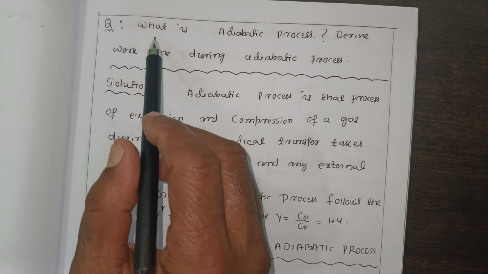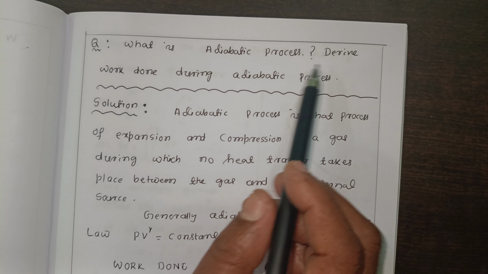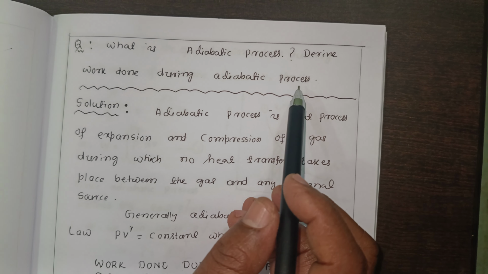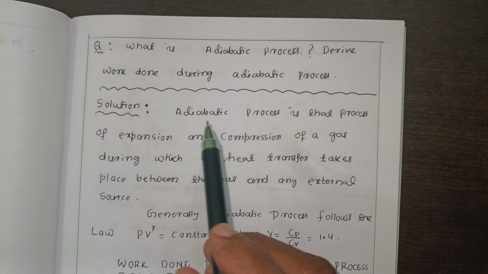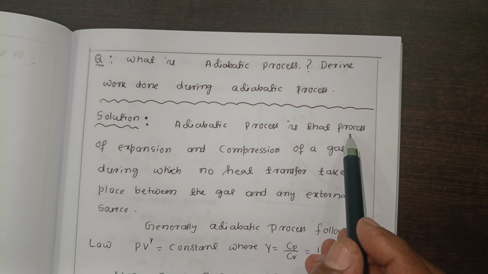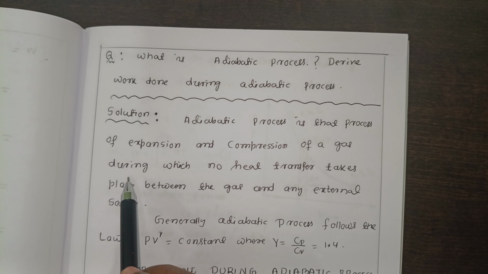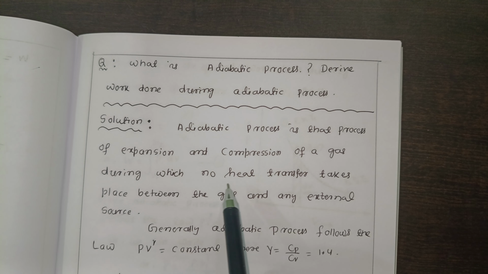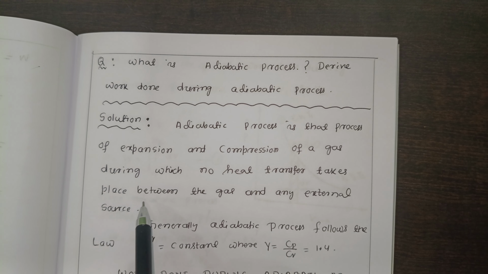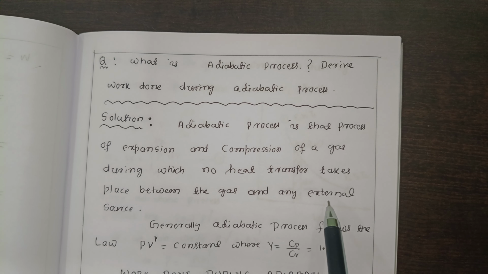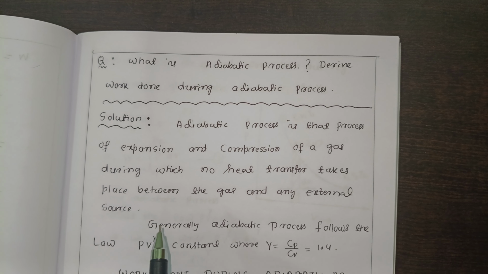Third one is, what is adiabatic process? Derive work done during adiabatic process. You know that adiabatic process is that process of expansion and compression of a gas during which no heat transfer takes place between the gas and any external source.